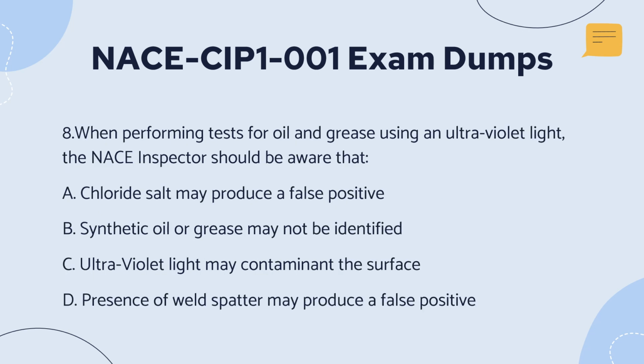8. When performing tests for oil and grease using an ultraviolet light, the NACE inspector should be aware that: A. Chloride salt may produce a false positive. B. Synthetic oil or grease may not be identified. C. Ultraviolet light may contaminate the surface. D. Presence of weld spatter may produce a false positive.